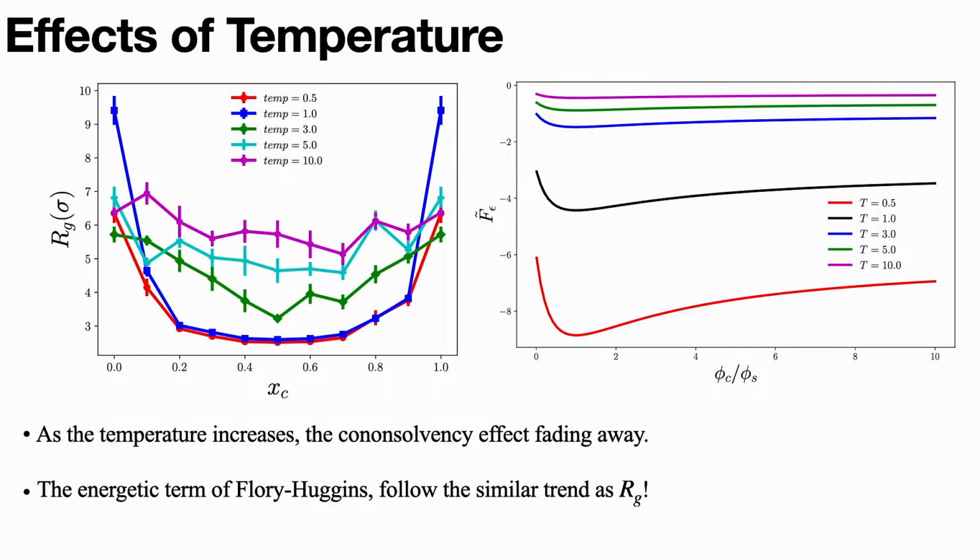Then we also look at the effect of temperature, where we saw that as we increase the temperature, this effect is fading away. As you can see, this one is not showing this very nice coil to globule transition. And when we plot this with different temperatures, we see this energetic part is also reducing and showing the same trend as the radius of gyration. So from this we are arguing that this phenomenon, in this case with the solvent co-solvent attraction, is governed by the energetic part of the free energy, and it also follows the same trend as the radius of gyration.